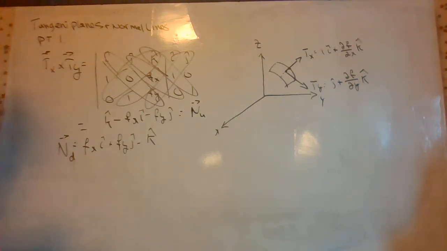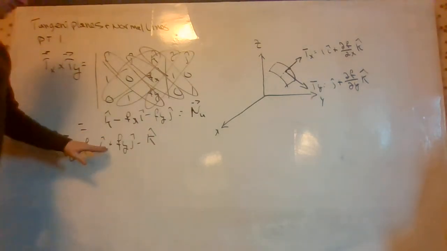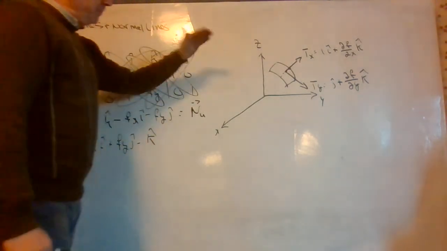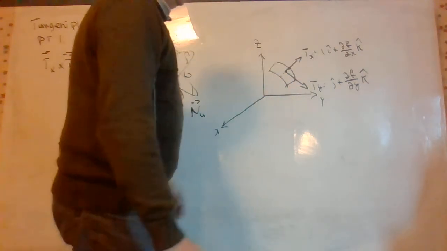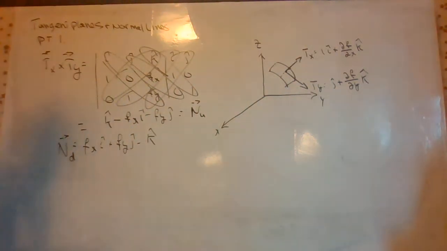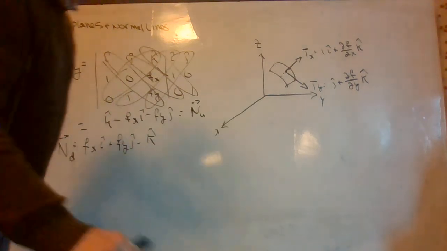Now this gives us a convenient way to find a normal vector. Once we have a normal vector, we can come up with a tangent plane equation and a normal line equation. So that'll be for part 2. So that's all for this video.